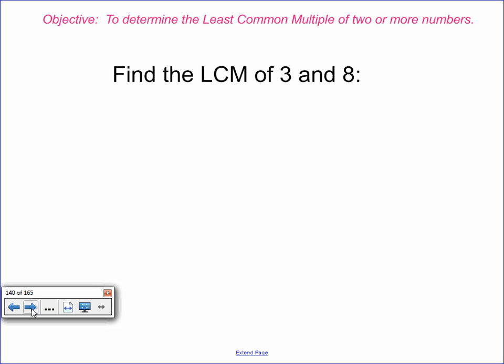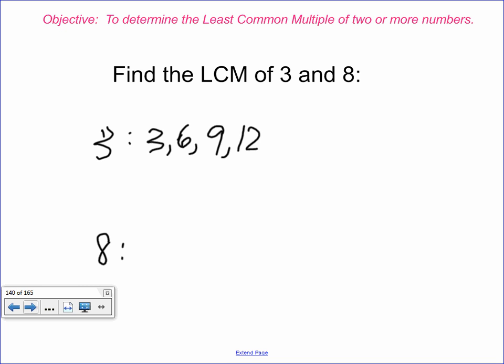All right, find the least common multiple of 3 and 8. So I'll just make a list. Multiples of 3. 3 times 1 is 3. So 3 is a multiple of 3. 3 times 2 is 6. So 6 is a multiple of 3. 3 times 3 is 9. Then we've got 12, 15. These numbers are all multiples of 3. And we can just keep going and going.